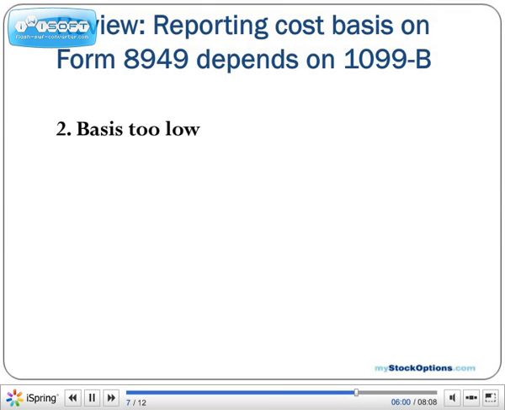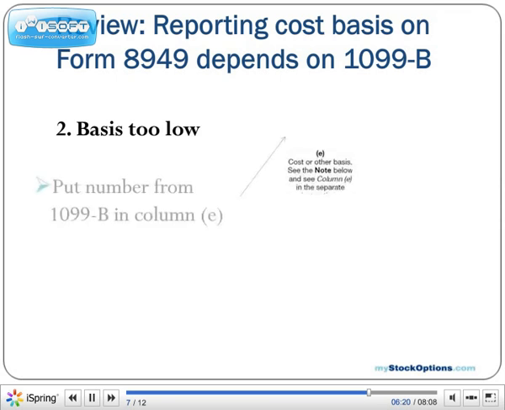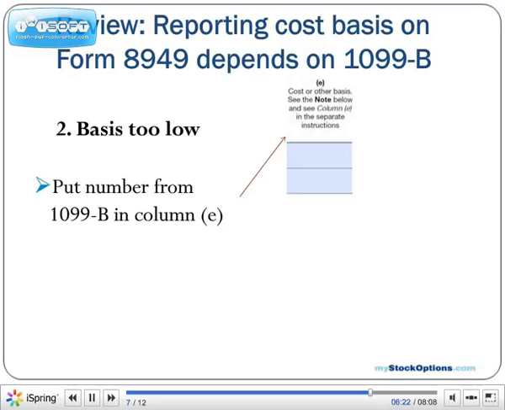Let's look at the second situation, and that's where the basis is too low. And this is where the reporting is most complicated. Again, the basis is going to be too low because the W-2 income, the stock compensation element from your equity compensation, whether it be an ESPP purchase or a stock option exercise, is not included in the basis that's reported to the IRS, and it's not required to be reported by your broker, but you have to report it correctly on that Form 8949 or your taxes are going to be too high.